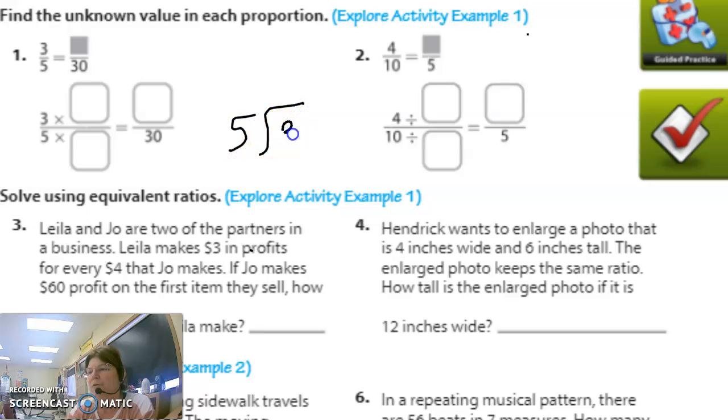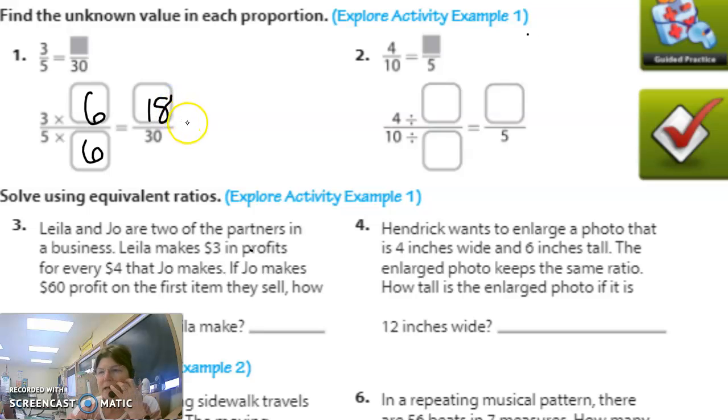So if we look at 5 going into 30, what is our number? 6. So we're going to put 6 here, and we're going to put a 6 here. And then I'm going to erase my little work area here. And so 6 times 3 is what? It is 18. Easy peasy, right? That is our proportion, 18 over 30.